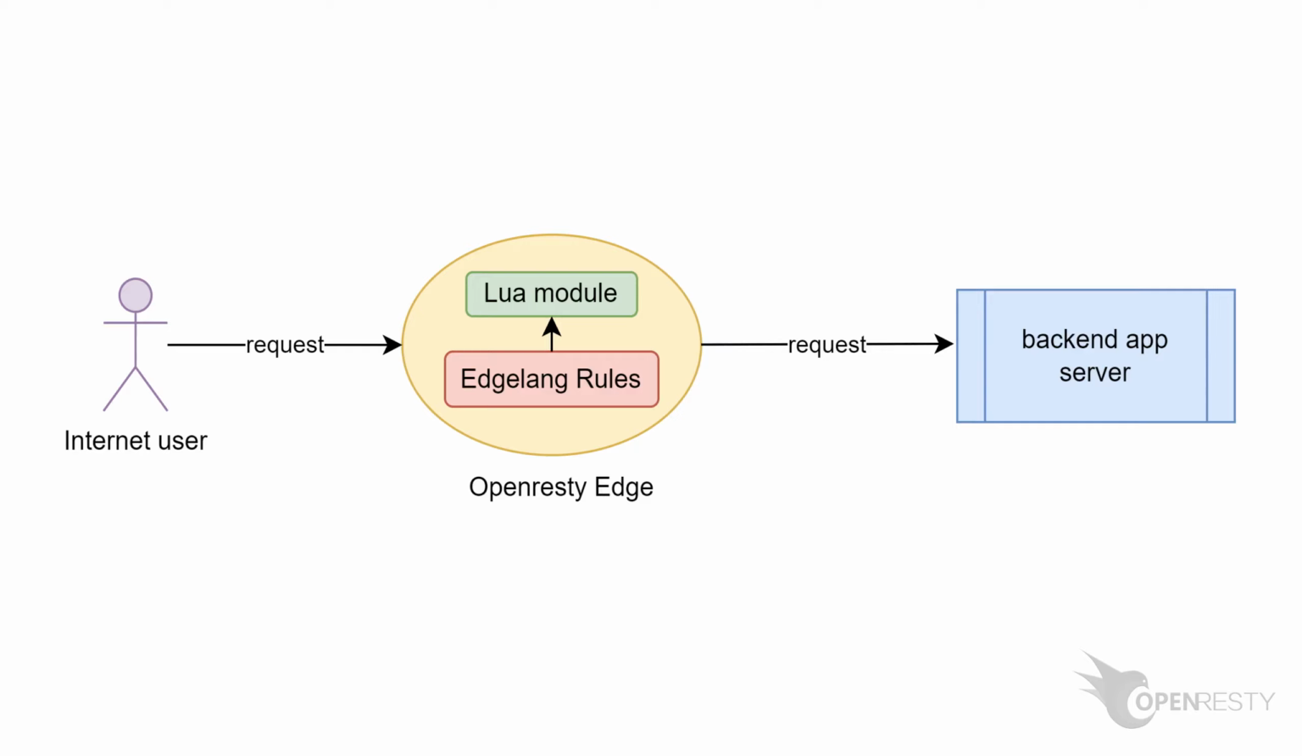Today, I demonstrate another feature in OpenResty Edge. That is, to call Lua modules by edgelang in the application page rule. Some complex processing or calculations are not convenient to implement with page rules. Then we can write Lua modules and reference these Lua modules in Edge to achieve our functions.